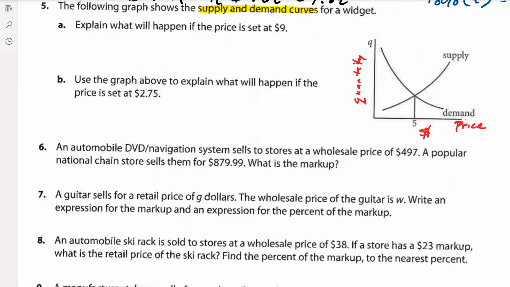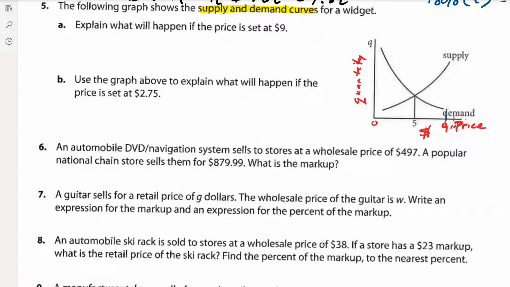Let's plot $9 first. So where's $9? If this is 0 and this is 5, and over here is 10, then 9 is a little before 10, so 9 is about right here. That's approximate. So what will happen if the price is set at $9? Let's draw a vertical line through 9 and see where it intersects the graph.